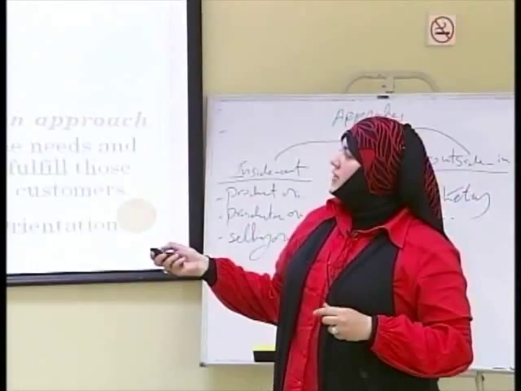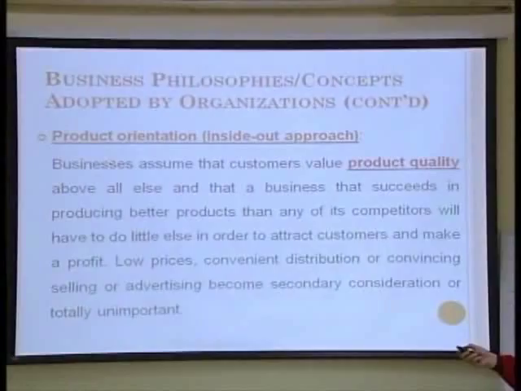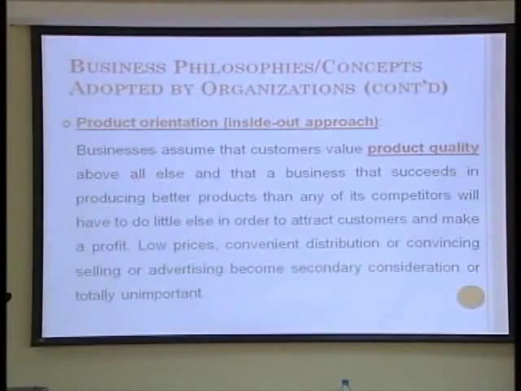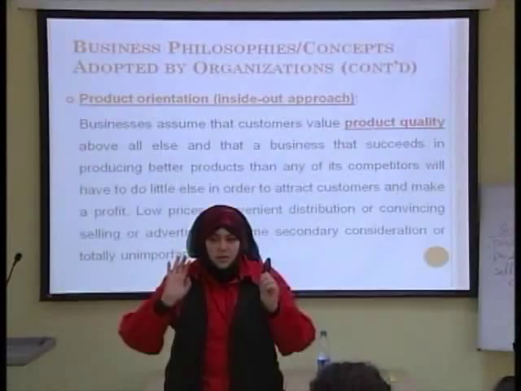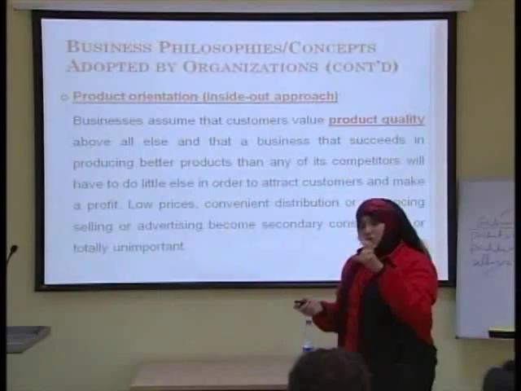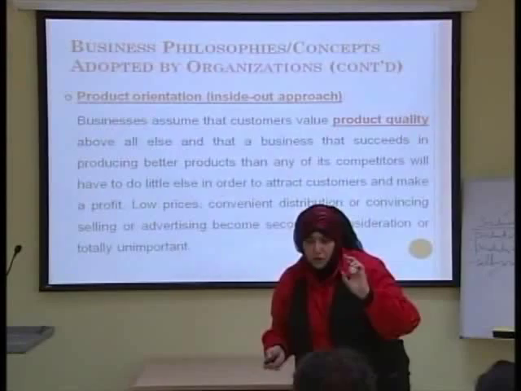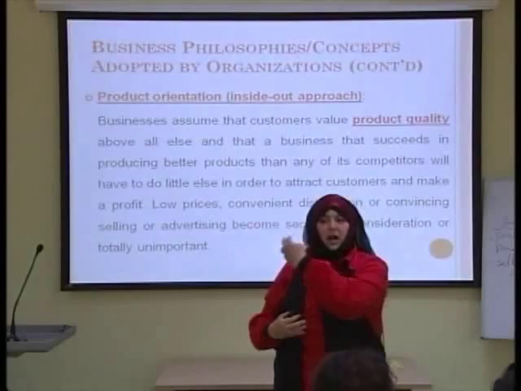Concerning the product orientation, businesses assume that customers value product quality above all else. So we assume that customers care about quality. Like Apple, or some watches like Rolex. So for some segments, for some products, yes, this orientation works. For some segments, people who really care about having some brand names and some products, especially in cars, because they feel that they will be more secure if they get a high-quality car, right?